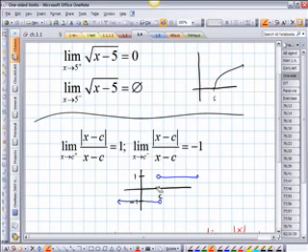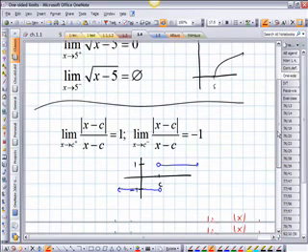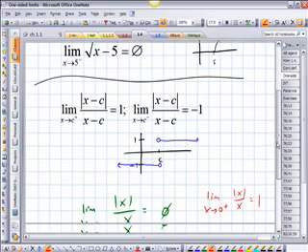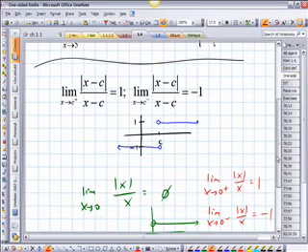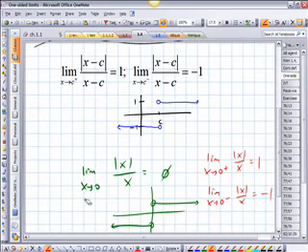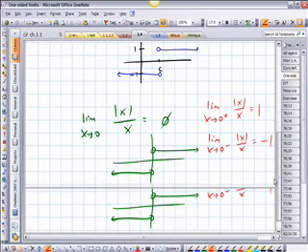And so graphically, if c was over here, you'd have negative 1 to the left and then an open circle, and then positive 1 to the right and an open circle. And so the limit does not exist as x approaches c because the limits don't equal the same thing from both sides. And we see that if we let c equal 0, then you get this classic limit as x approaches 0 of the absolute value of x over x, which does not exist because from the right it's 1 and from the left it's negative 1.